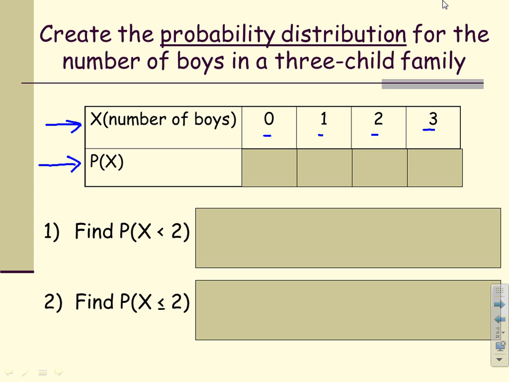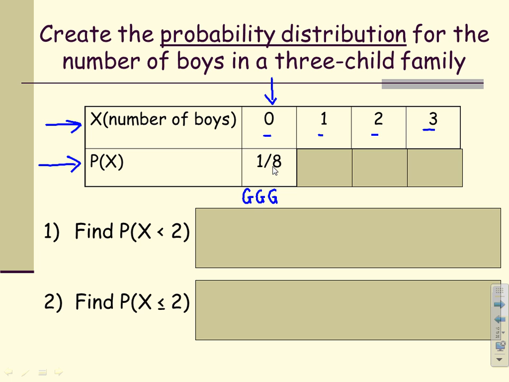Now, this might not be something completely inherently clear to you, but if you think about it, if you have 0 boys, well, that means you have 3 girls. So that's where you have a girl, and a girl, and a girl. Well, the probability of each one of those happening is 1/2 times 1/2 times 1/2, which leads us to 1/8, as we see represented right here.